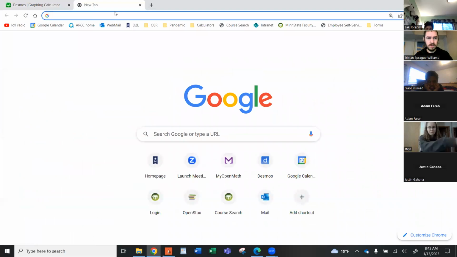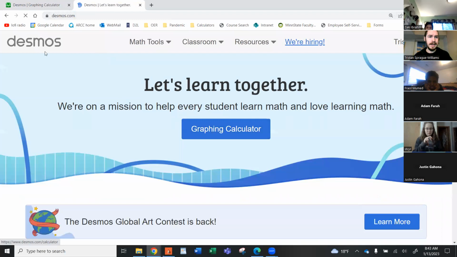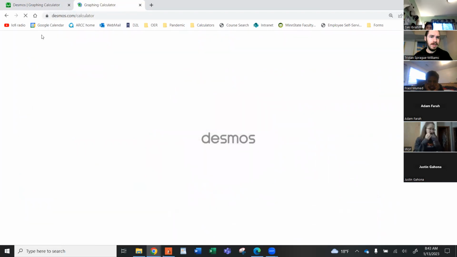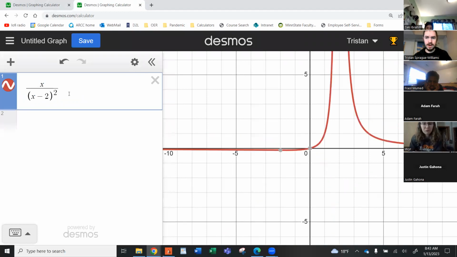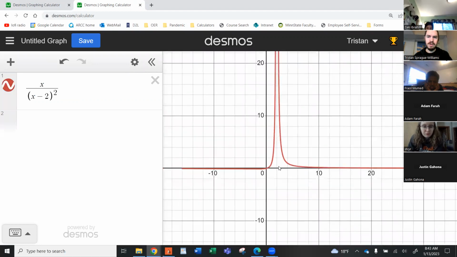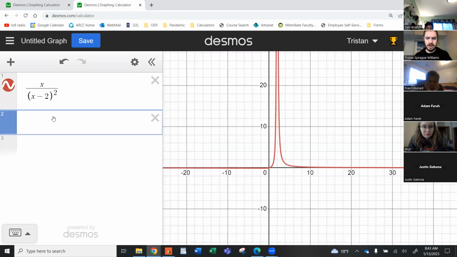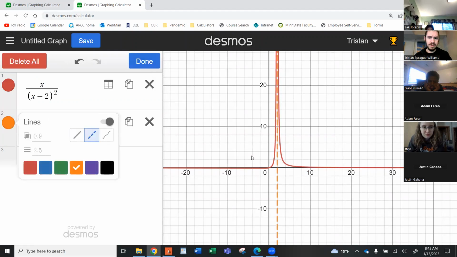Contrast this with something like, say, x over (x minus 2) squared, right? Something like this. This also has a vertical asymptote at x equals 2. I'll graph it so you can see it nicely there.